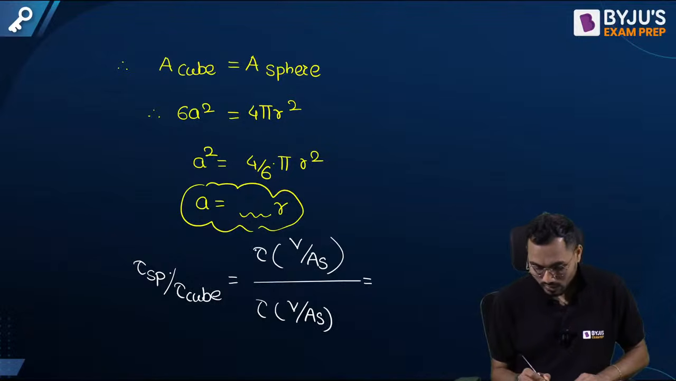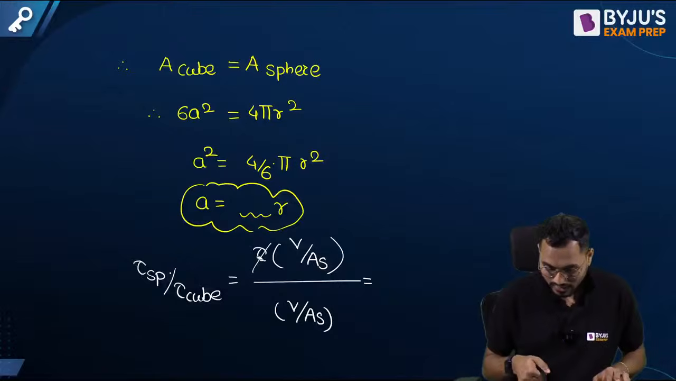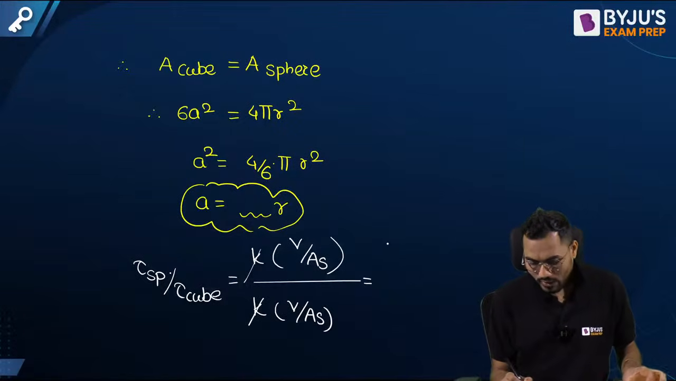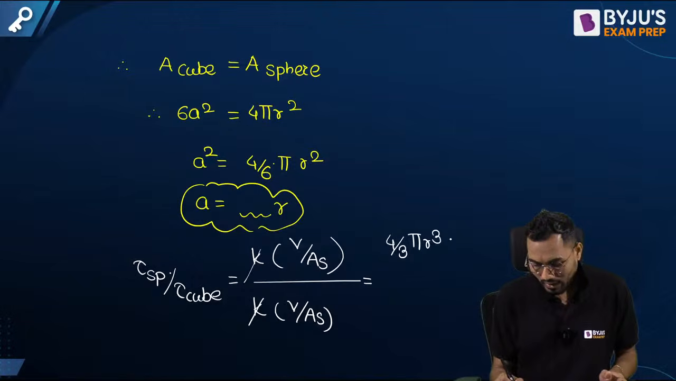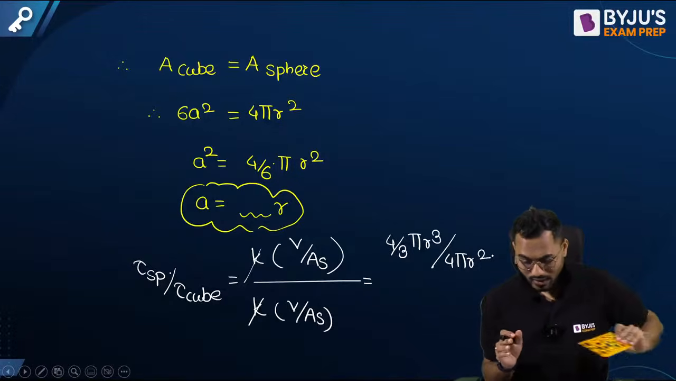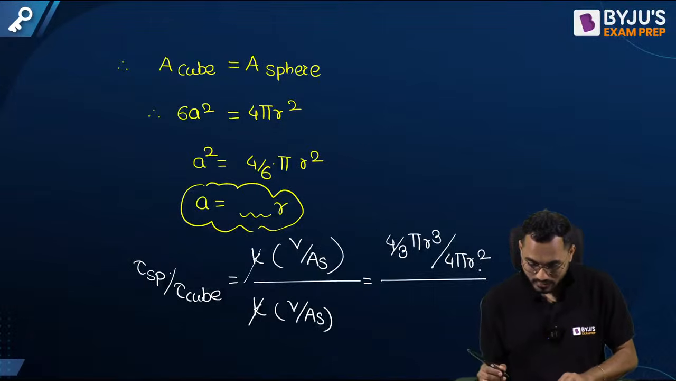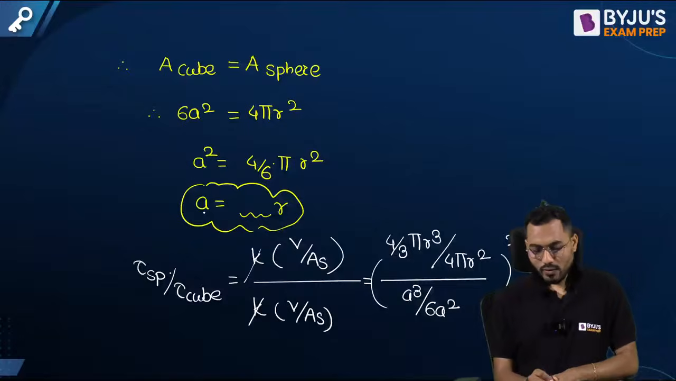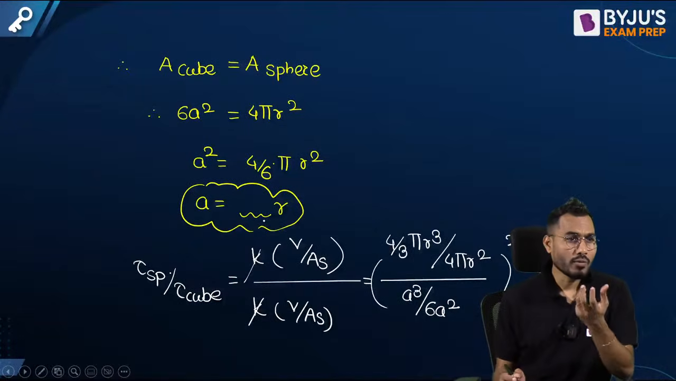So what is the volume? Tau will get cancelled, or it can be considered as k, not tau. This is k, this is k, they both will get cancelled. Now what is the volume? 4 by 3 pi r cube, and the surface area is 4 pi r square, divided by a cube divided by 6a square. Now the a value has to be put in terms of r.